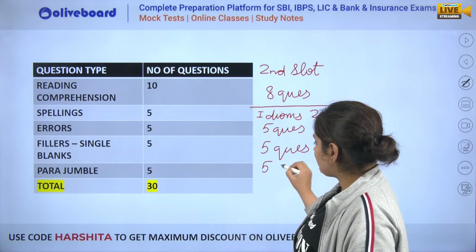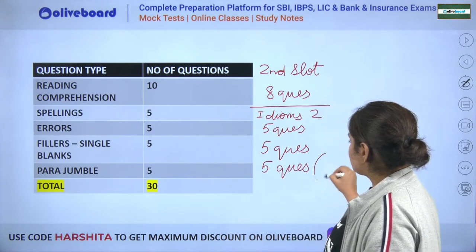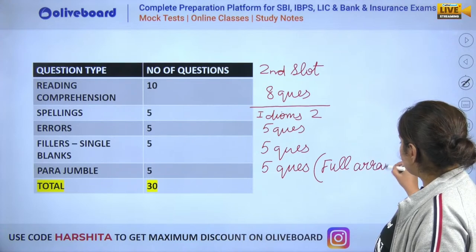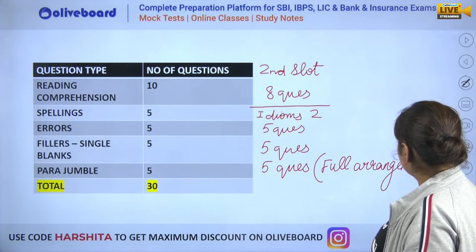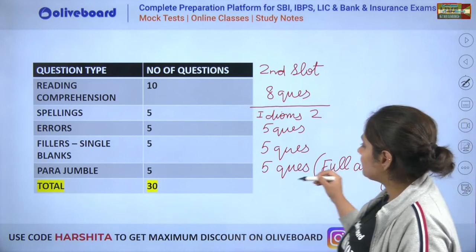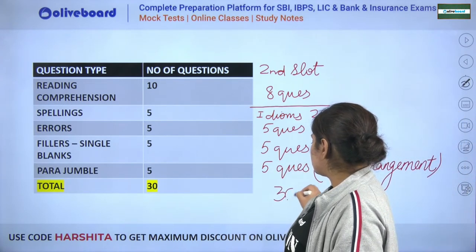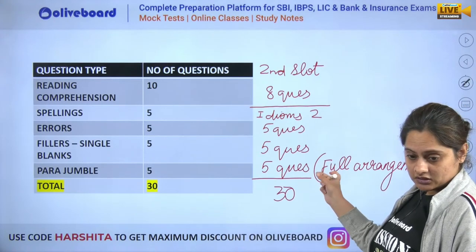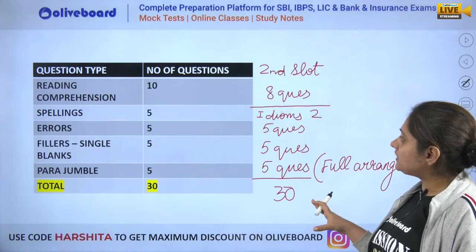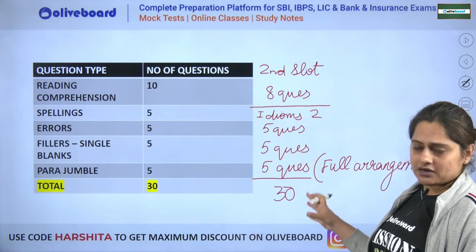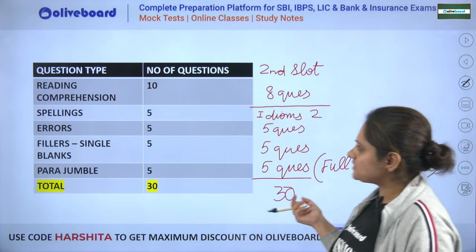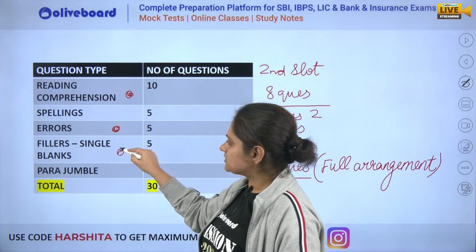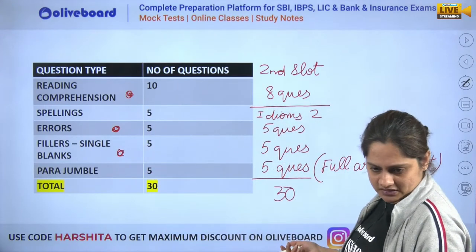Para jumble, same, 5 questions, but the pattern was different. Here, full arrangement was given in the options, full arrangement. So, little bit they have changed the level or the pattern. If you see, instead of spellings, they have given idioms. Instead of normal pattern of para jumble, they have given full order. So, you can say that though they have changed little bit, but standard questions remain the same. For example, RC, for example, errors and fillers. Standard, maximum remains the same.